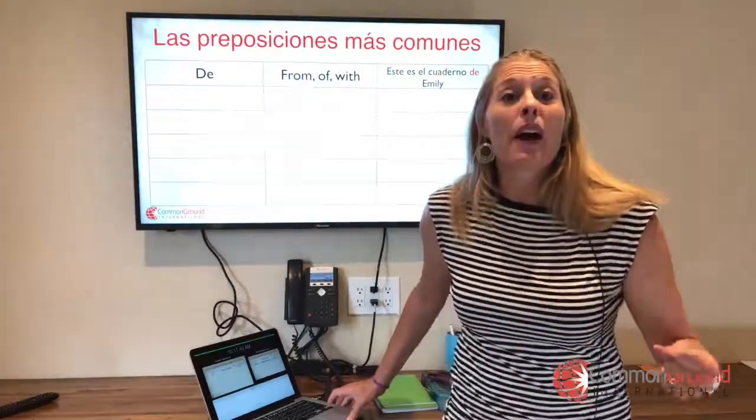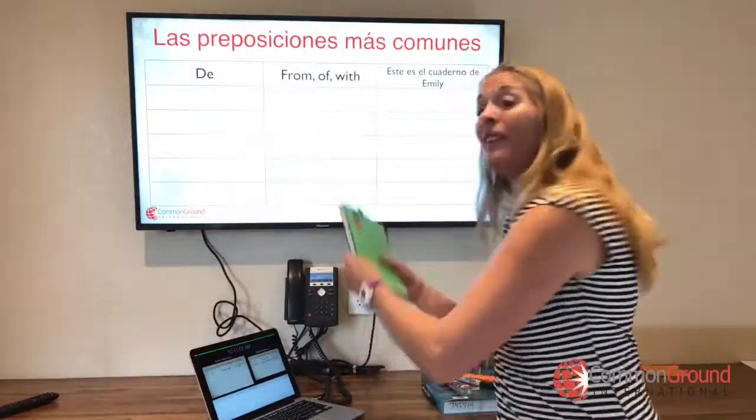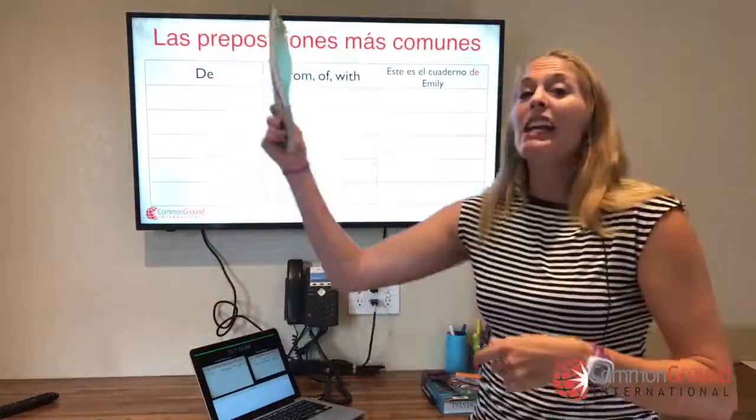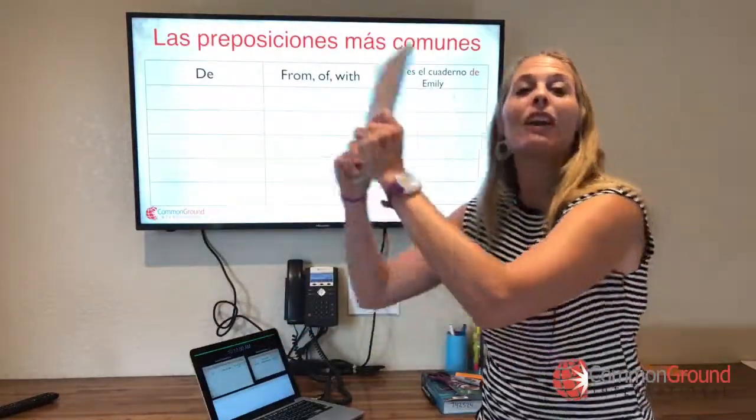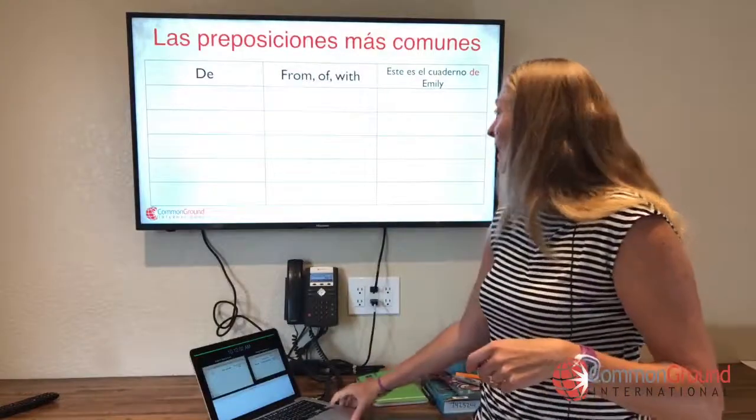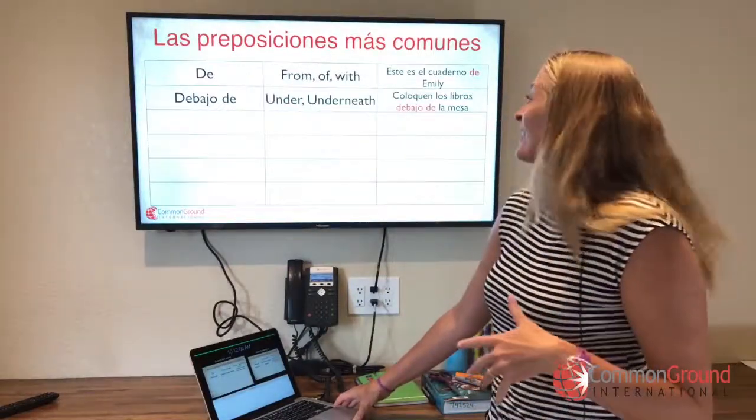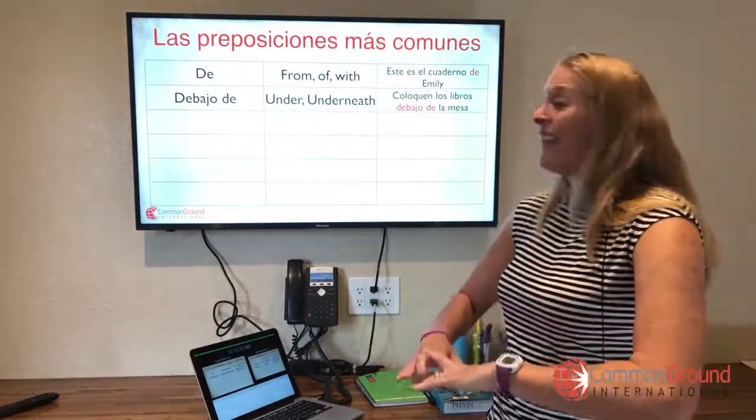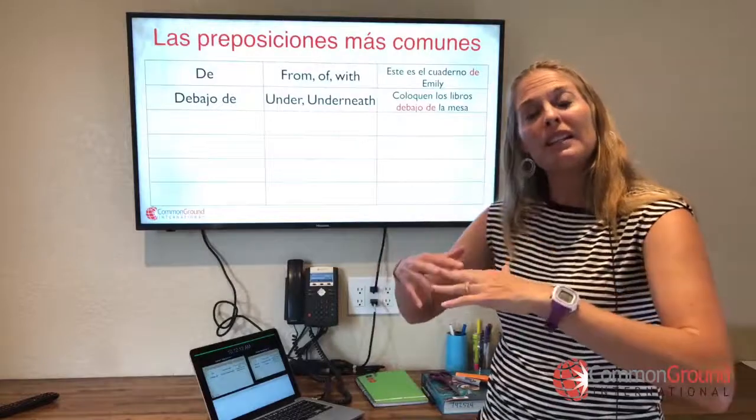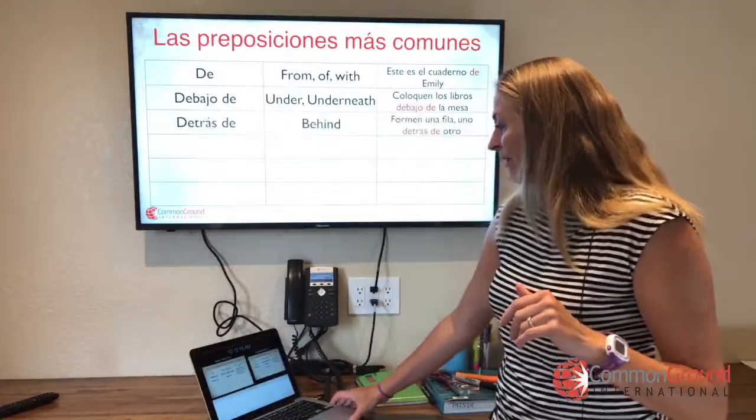De could be from, of, which. So este es el cuaderno de Emily. Ese es el cuaderno de Marcos. Este es el libro de matemáticas de Julia, ¿ok? De. Debajo de. Otra, under, underneath. So, coloquen los libros debajo de la mesa. Coloquen, put los libros debajo de la mesa.